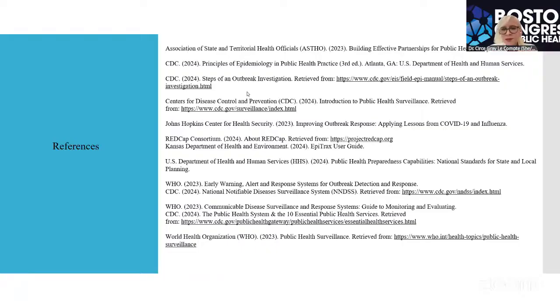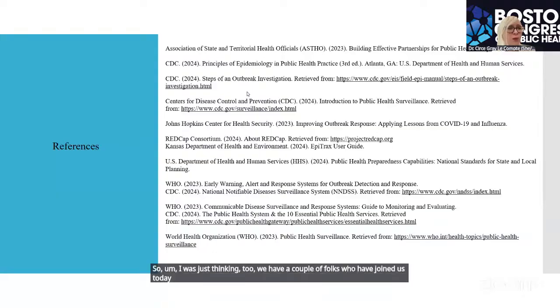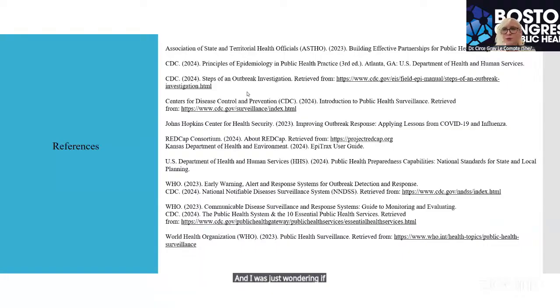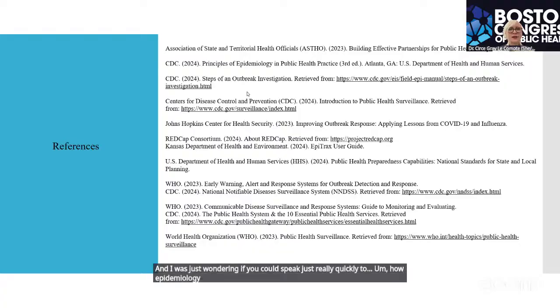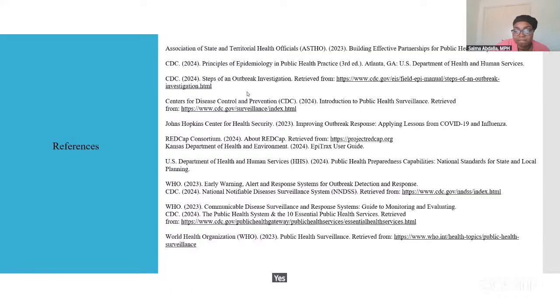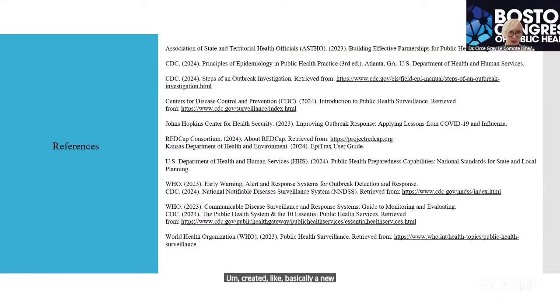So I was thinking too, we have a couple of folks who have joined us today from Ryan White programs, in HIV work. And I was just wondering if you could speak just really quickly to how epidemiology can really find trends in disease distribution. So I'm thinking like, HIV and COVID-19 really impacted similar communities. Yes. Created basically a new comorbidity for those with HIV. I was just wondering if you could speak to that.